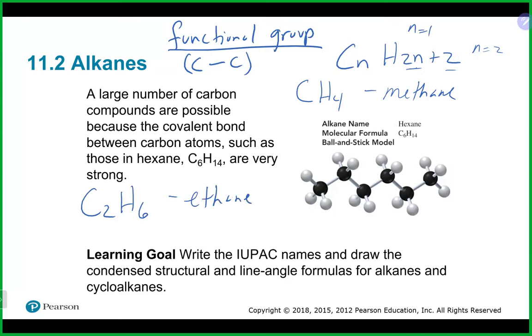Here we have 6 carbons. 6 times 2 is 12 plus 2 is 14 hydrogens. So these are what alkanes are. They're all carbon-carbon backbone. They have the carbon-hydrogens. These are also hydrocarbons because they basically have only carbons and hydrogens being bonded together.